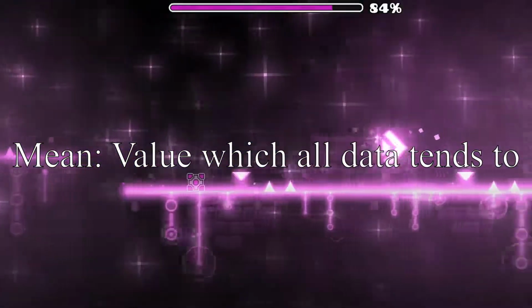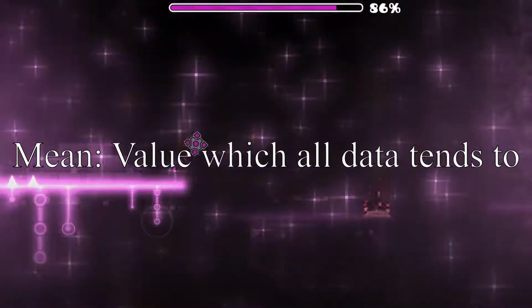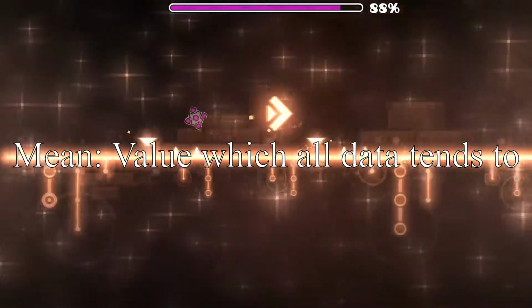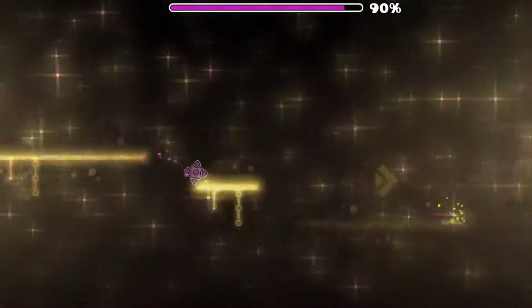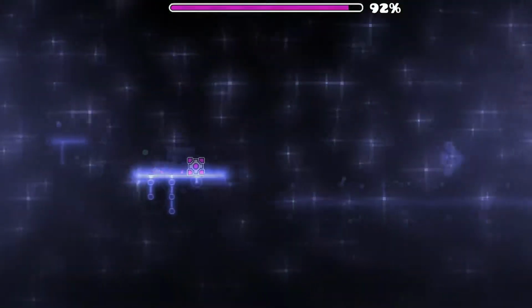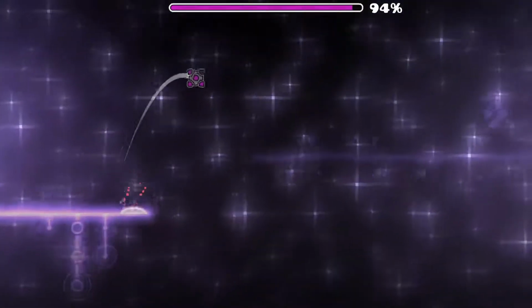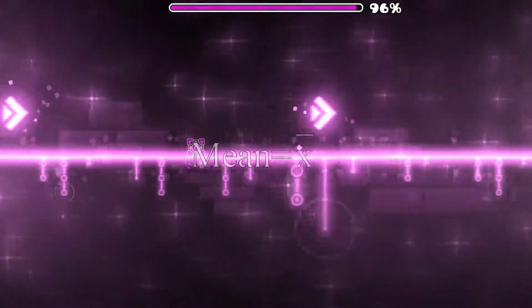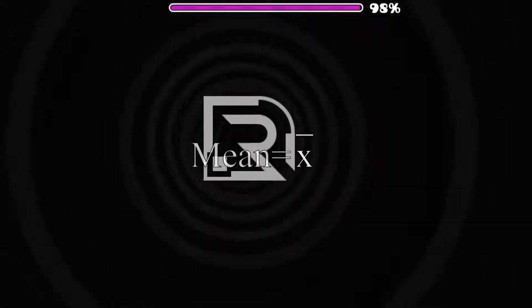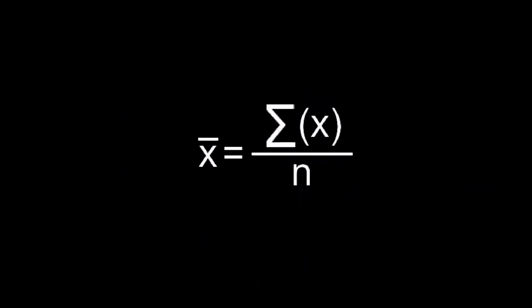Next is mean, otherwise known as average. This tells us which value the data tends to go toward. Basically, this is the value which data tends to be found around. Don't mistake this for median though. The symbol of mean is x bar and can be calculated using this formula. x bar is equal to the summation of x divided by n.